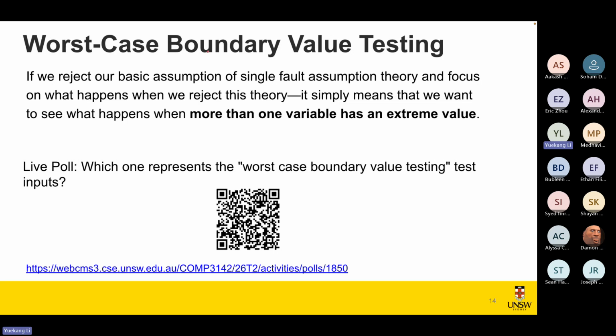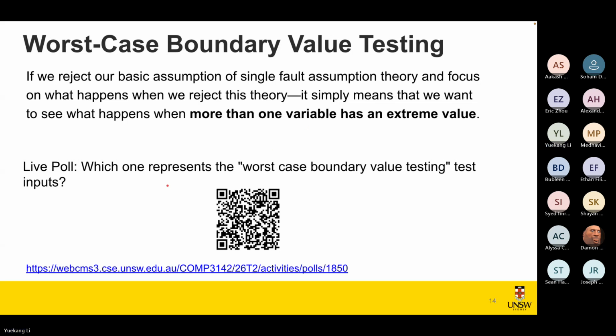Now, just now we had the assumption of single fault, which means that only one value can take the extreme value. Now let's try to break that assumption. Let's try to allow both values to take extreme values. So what happens if we remove that assumption? And we still do normal testing, which means that we don't take the invalid range.